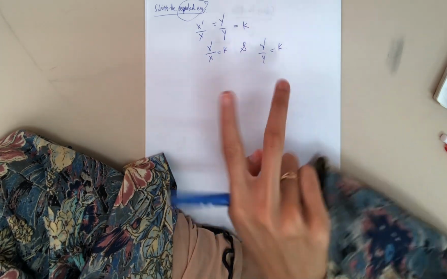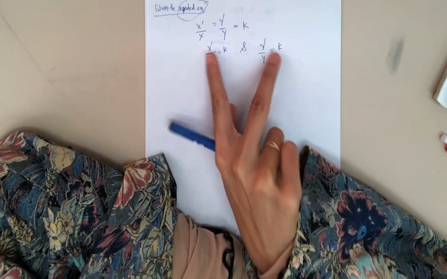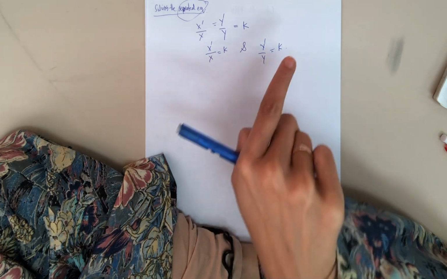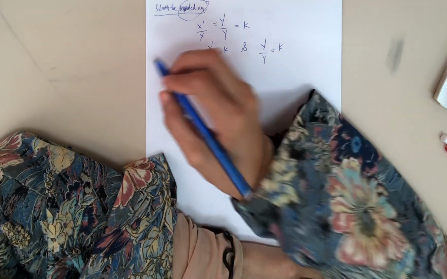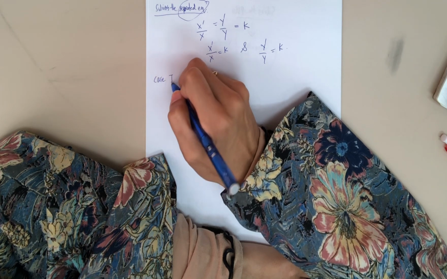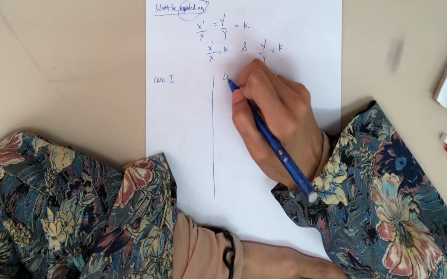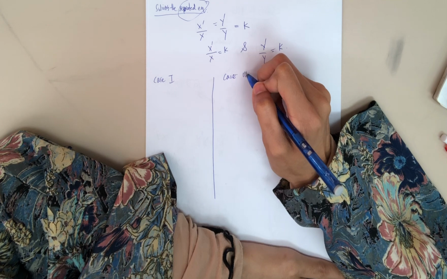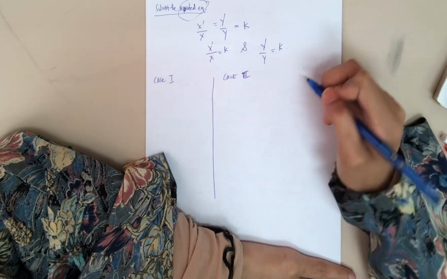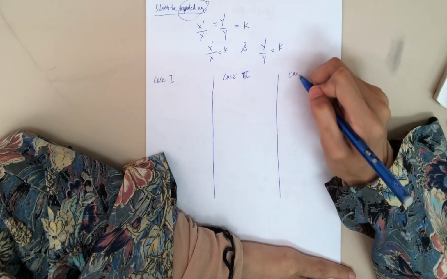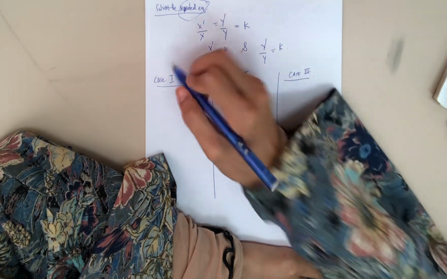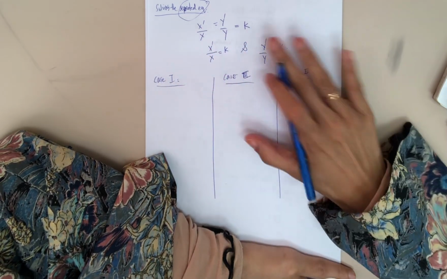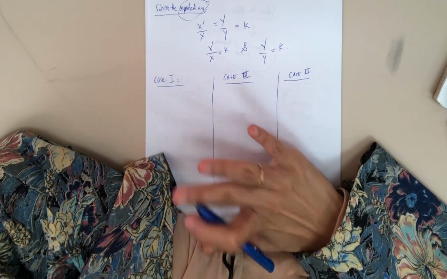So there are 2 equations that we need to solve here. The first one is the x equation, the second one is the y equation. And class, there are 3 cases: case 1, case 2, and case 3. You need to do all the cases here. You need to show all cases.